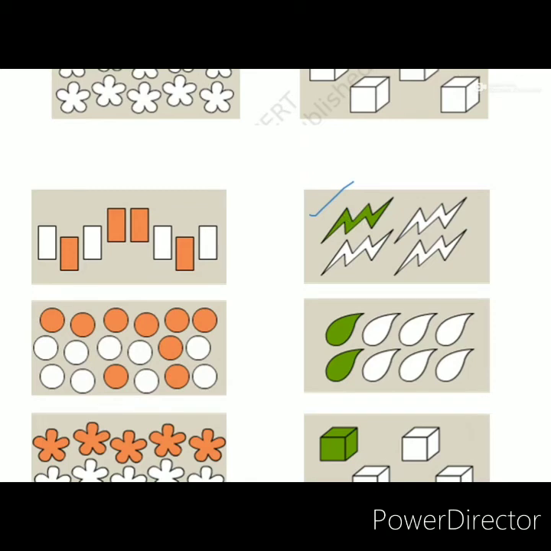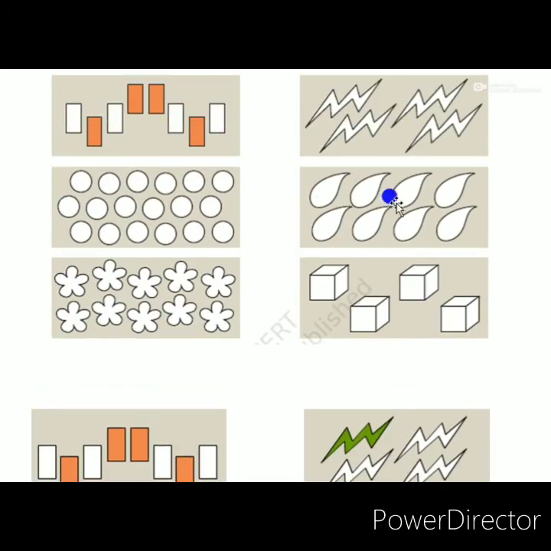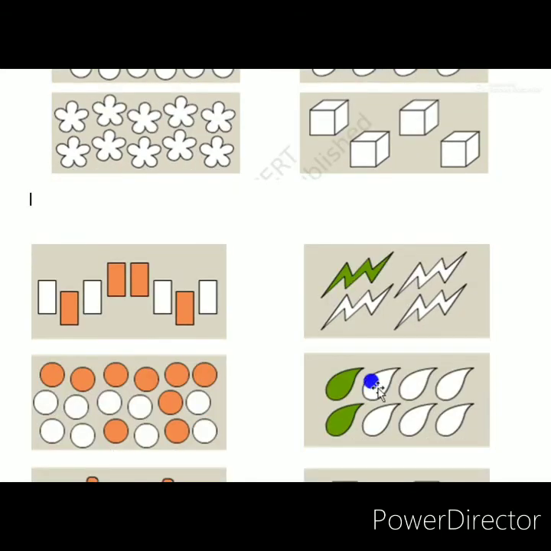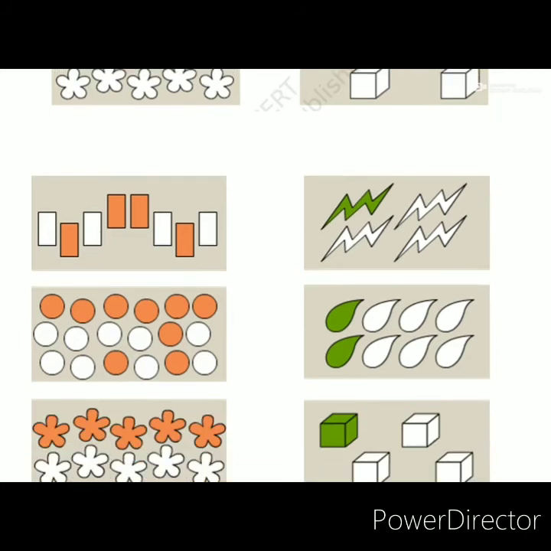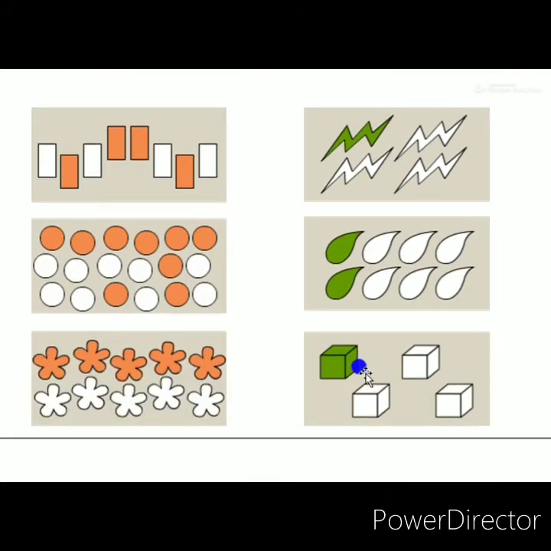Now the second one, total 8 shapes are there. 8 triangles are given. Out of that, 1/4 of 8 is 2. So 2 shapes you have to give color. And third one is the boxes. 4 square boxes are there. Cubes. So we can say cubes. 4 cubes are there. 1/4 of 4 is 1. So we have to give one box color.